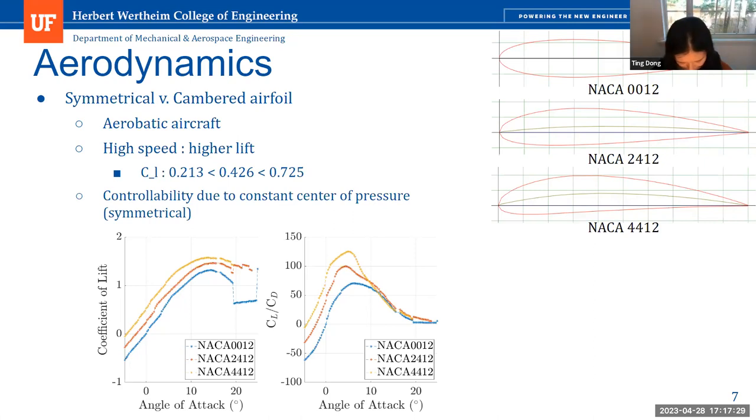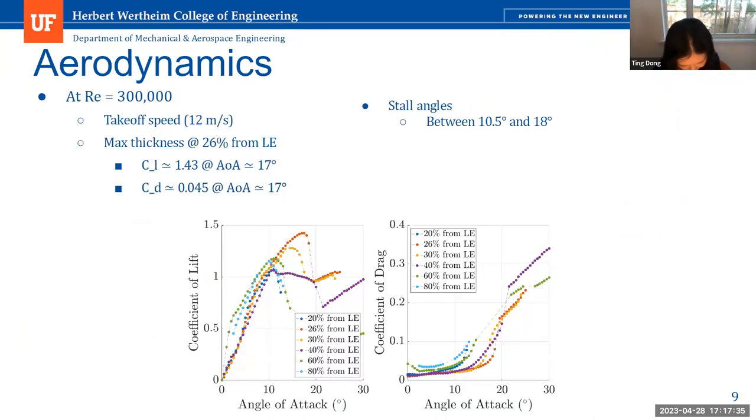And page 9. So from the two graphs, probably your conclusion is that the maximum thickness is 26% from the leading edge. Mm-hmm. Yeah. Does that make the optimum airfoil 0026?